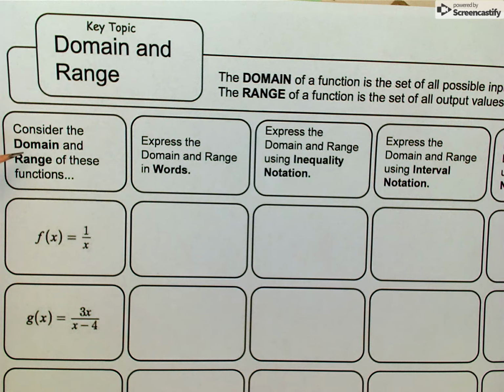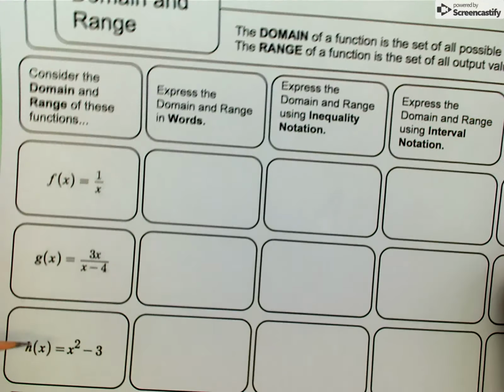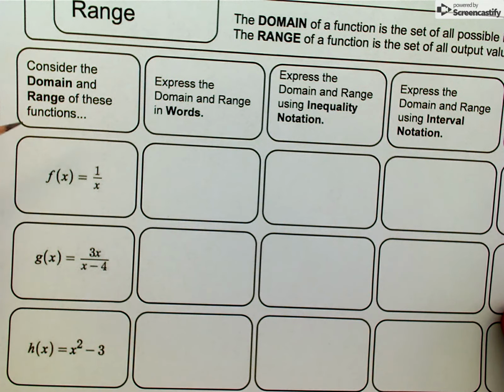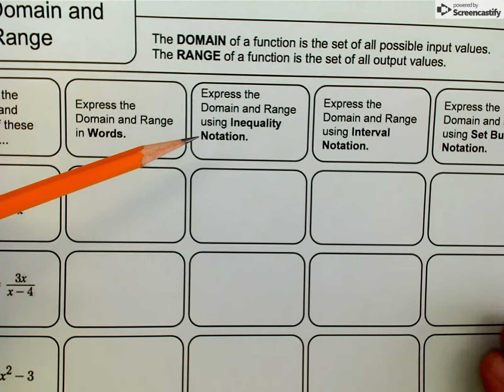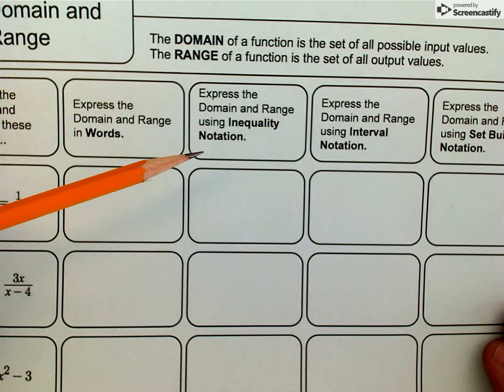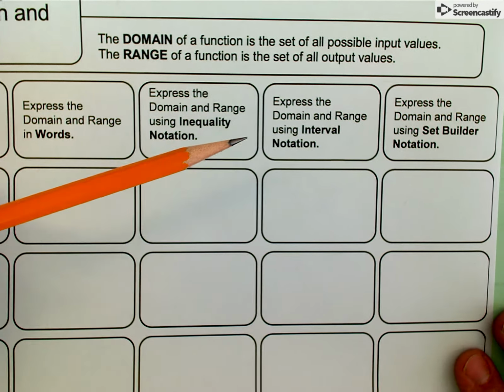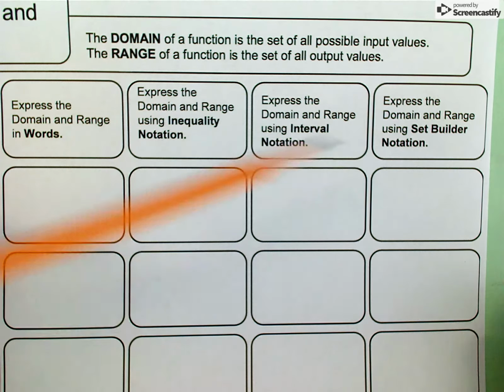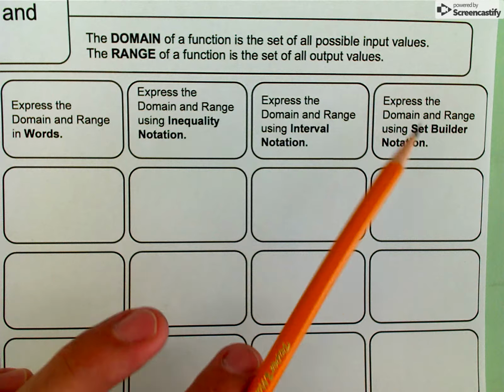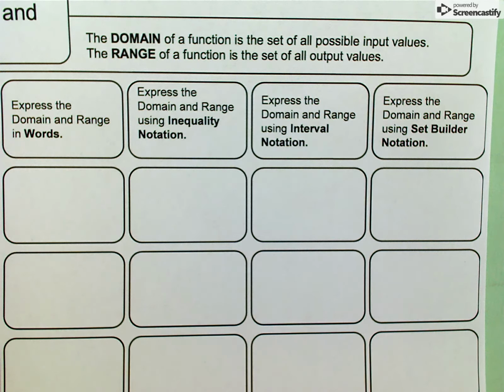So we're going to consider the domain and range of these three functions. And we're going to write the domain and range in four different ways. We're going to write it in words. We're going to write them using what's called inequality notation. And we're going to use a different notation called interval notation. And then finally, we'll use set builder notation, which is the most compact and really mathy way of writing the domain and range. So let's start here.